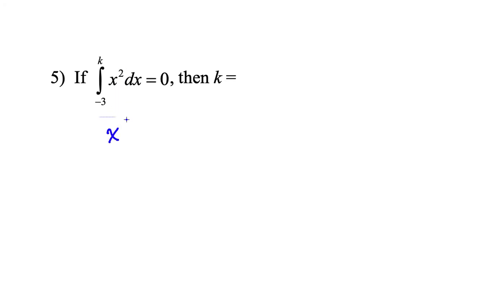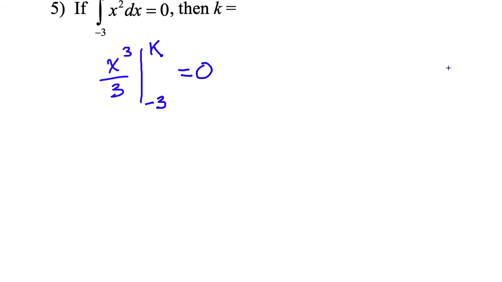This is going to be x. It goes up a power to the power of 3. Don't forget to divide down by 3. Evaluation bar between negative 3 and k. So between negative 3 and k. I'm only working on the left-hand side here, so this is still equal to 0. The left-hand side, I'm going to plug in these values.